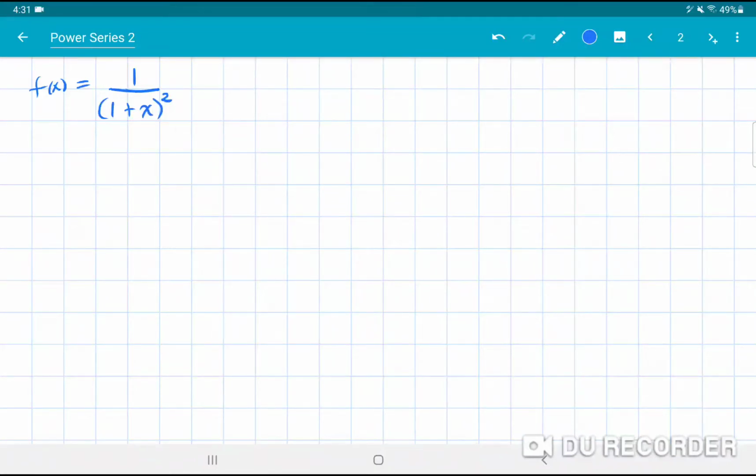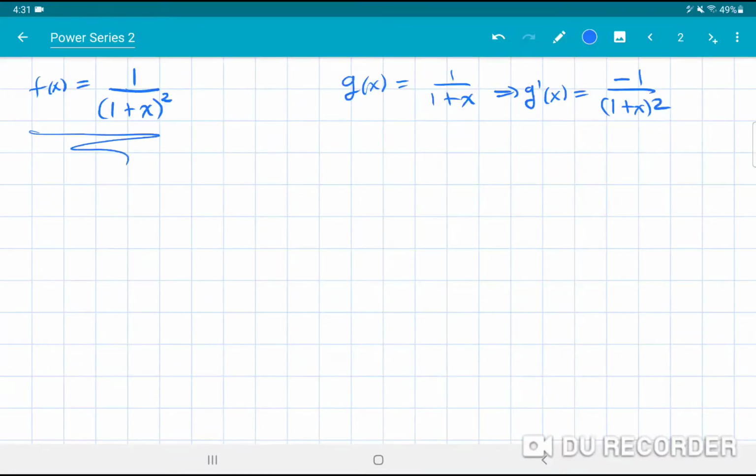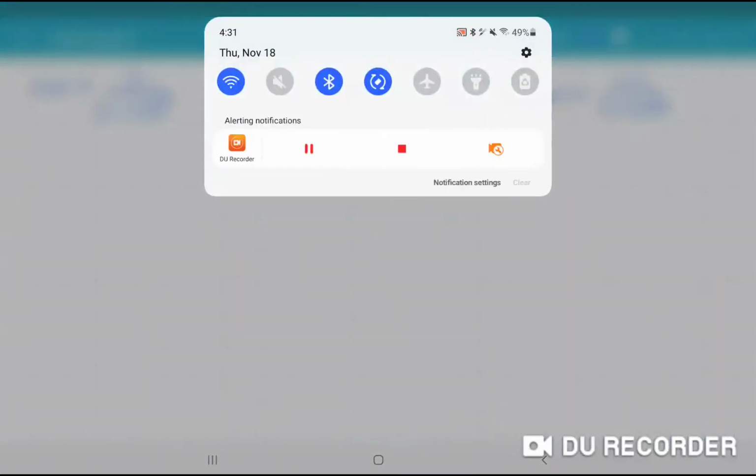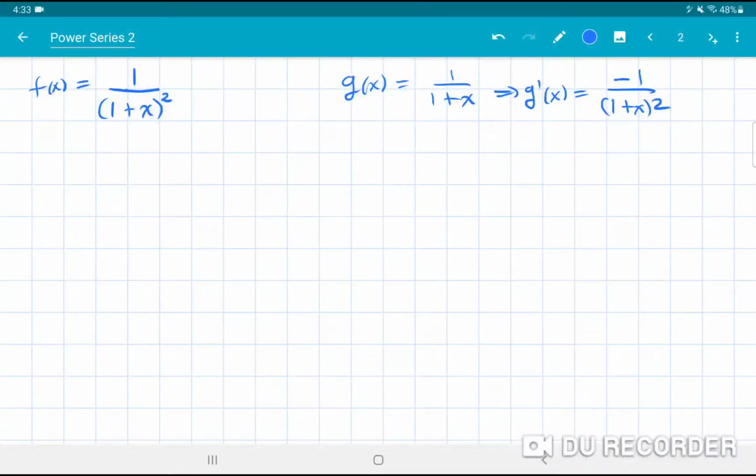Notice that if I have g of x equals 1 over 1 plus x and differentiate this, this gives me minus 1 over 1 plus x quantity squared. So this is actually almost the derivative of that. We're going to take the derivative of this. The function f of x is 1 over 1 plus x quantity squared. It's the derivative of 1 over 1 plus x, but the negative of it.